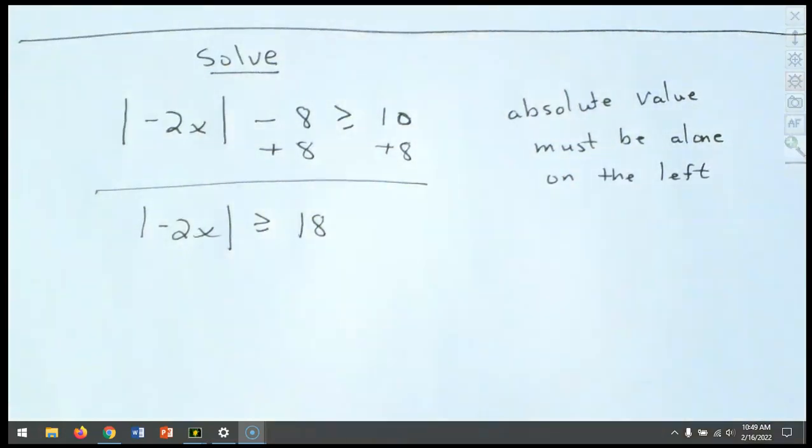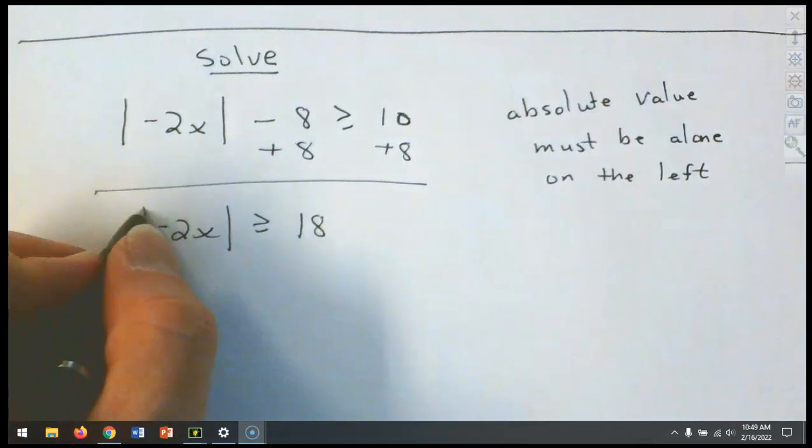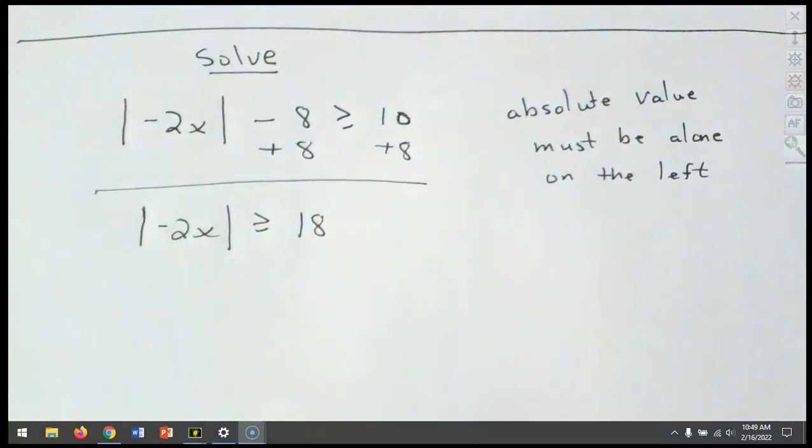Now, which way does it point? Okay, it is pointing to the right. So if it points to the right, that means you've got 2 separate inequalities.